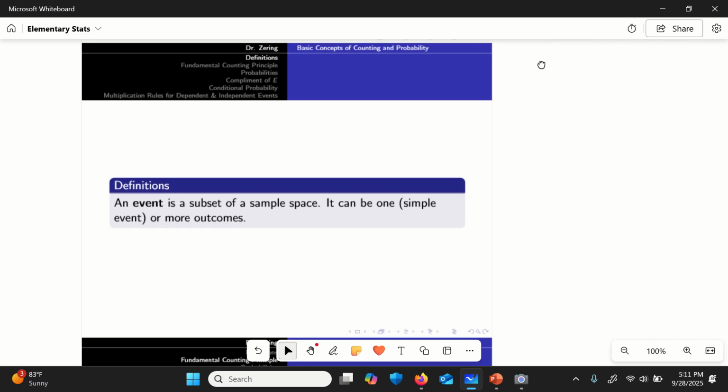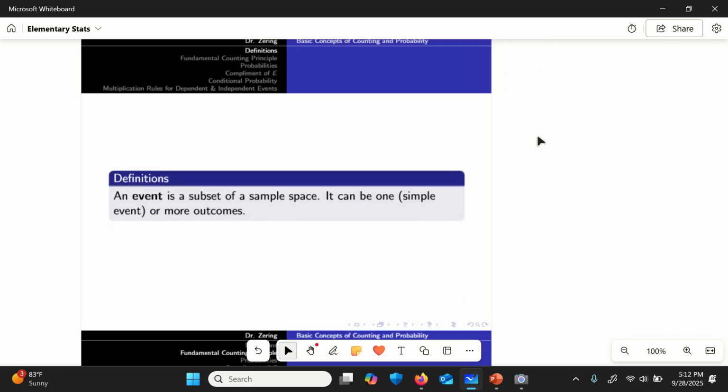Another term, another definition, is the word event. So an event is a subset of a sample space. So it means some of the possible outcomes, but not necessarily all of the possible outcomes make up an event. You can have an event where it's just one outcome, meaning it's a simple event, or you can have an event where we have more than one outcome possible, so it would not be a simple event. We would not call it simple.